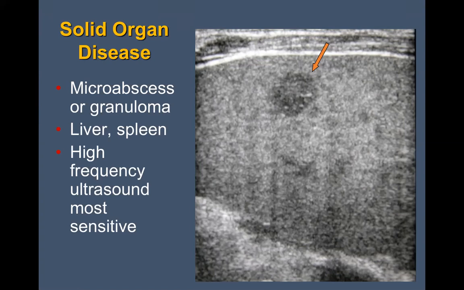So I think if you know that you're looking for solid organ disease in a child related to any kind of granulomatous disease, including Bartonella, but particularly TB, then let your radiologist know that you really need some high resolution, high frequency images, because these can be missed if you don't use a transducer that has a frequency that's 10 megahertz or higher.